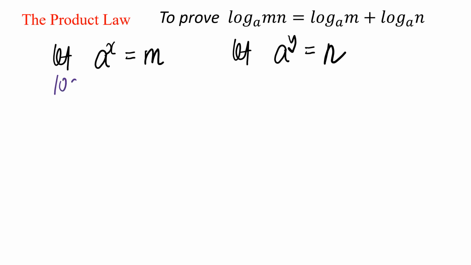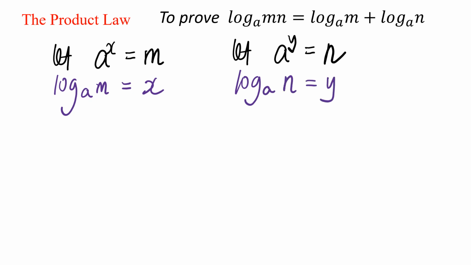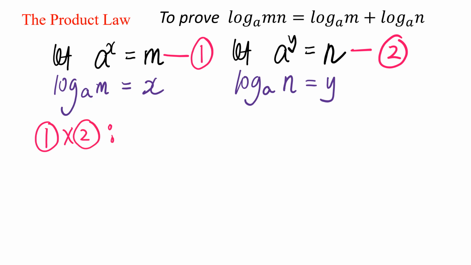All right, so what we're going to do is convert it into logarithmic form. Remember what we have always been saying: identify the base. The base is a here, then a will be the base for your log. Then m will be the one beside your log base a, and then the power will become your answer. Likewise, for a to the power y equals n, convert it into log form. Then we label the equations, and I'm going to take equation 1 times equation 2.